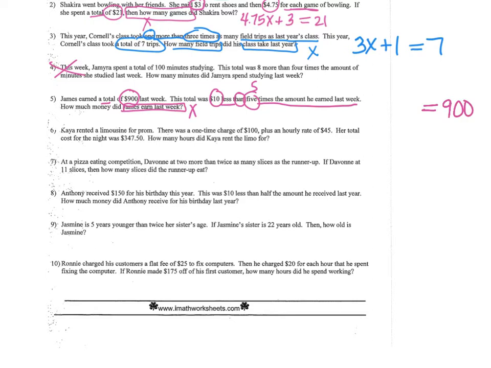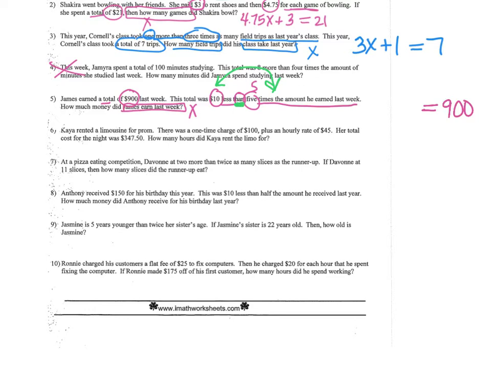So now I have to figure out the left side of my equation. I have to figure out how to write that down. So $10 less than. That word than is what flips those two things around. So $10 less than 5 times what he got last week.